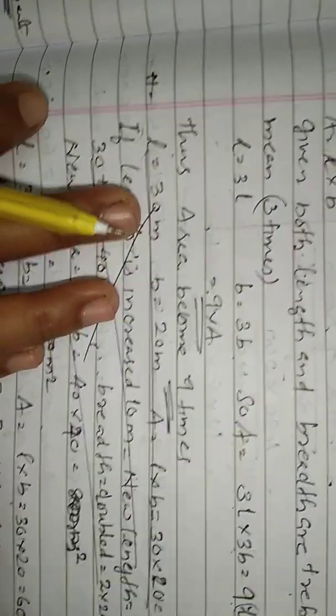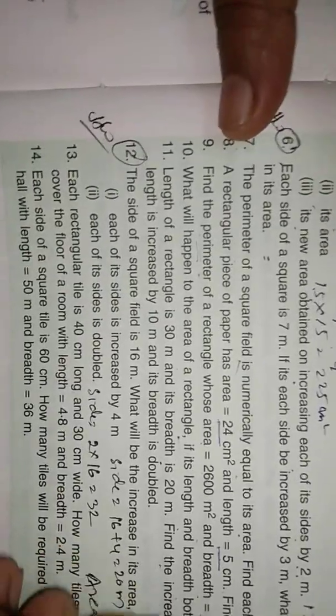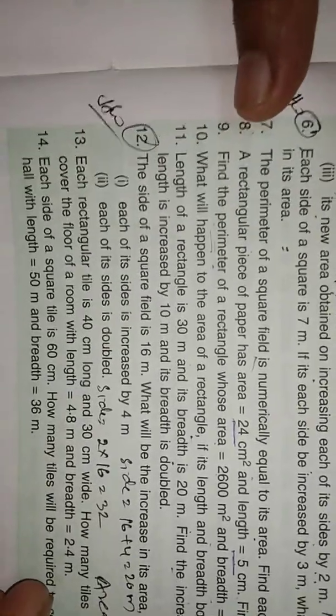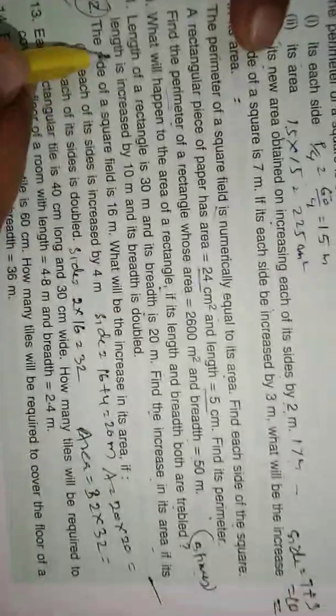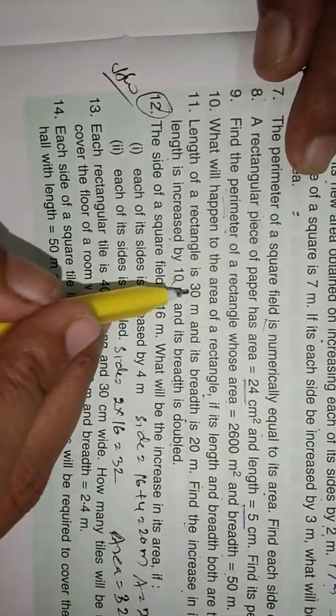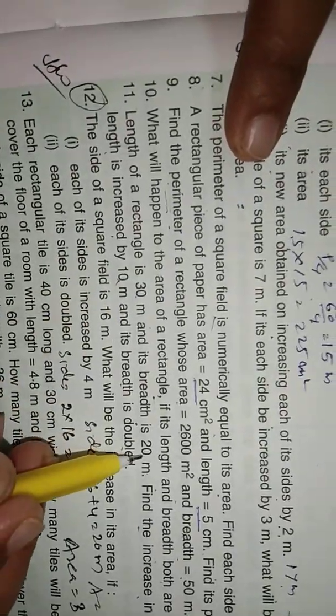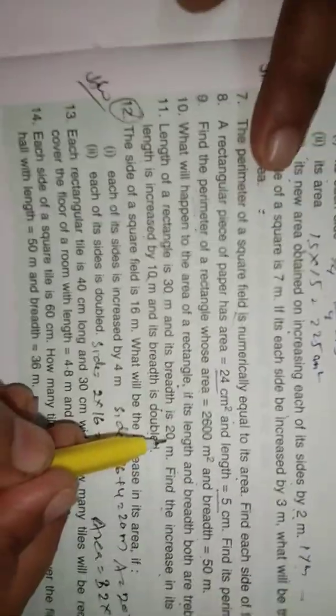Okay. Then moving to the 11th one. Length and breadth of a rectangle is given. It says to find the increase in area if its length is increased by 10 and breadth is doubled. First of all you have to calculate the actual area. This 30 into 20 will get 600 as the actual area of the rectangle.